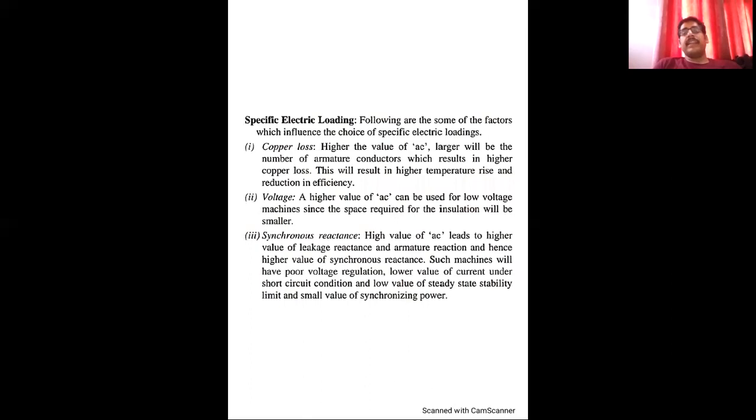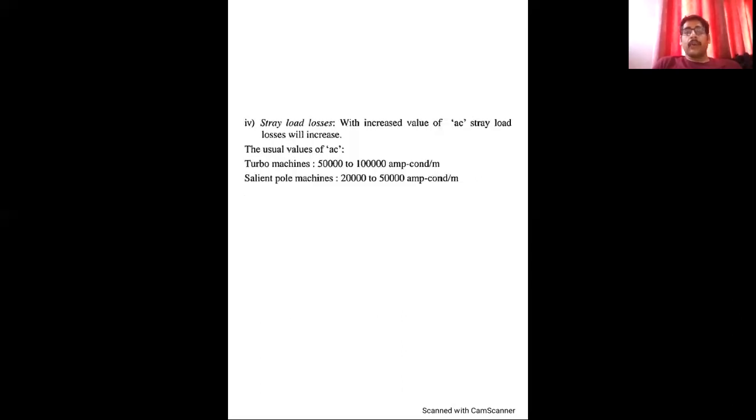So specific magnetic loading is dependent upon these 5 factors, and if we change these 5 factors continuously, your output will change. Now in the next slide, we have specific electrical loading, that is AC, which equals Iz × Z upon pi D. This specific electrical loading is also dependent upon factors like copper loss, voltage, synchronous reactance, and stray loss. So by changing these 4 categories, you can change the specific electrical loading, and once it changes, your output also changes. It is similar to your specific magnetic loading.